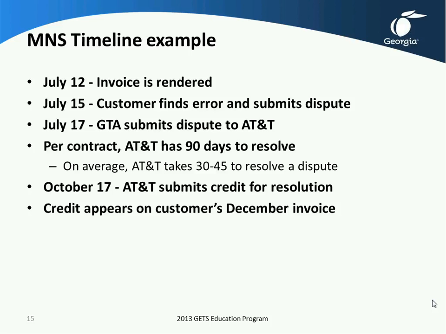October 17th, AT&T submits credit for resolution. Again, that's assuming that they took the full 90 days. And then the credit would appear on the customer's December invoice. Okay? Let me tell you why real quick. In AT&T, their snapshot is usually at the end of the month. Okay? But if they snapshot at the end of October, it's not going to show up on the November invoice. Too soon. They've already snapshot that back at the end of September. So if they snapshot at the end of October, it's not going to show up until the December invoice.